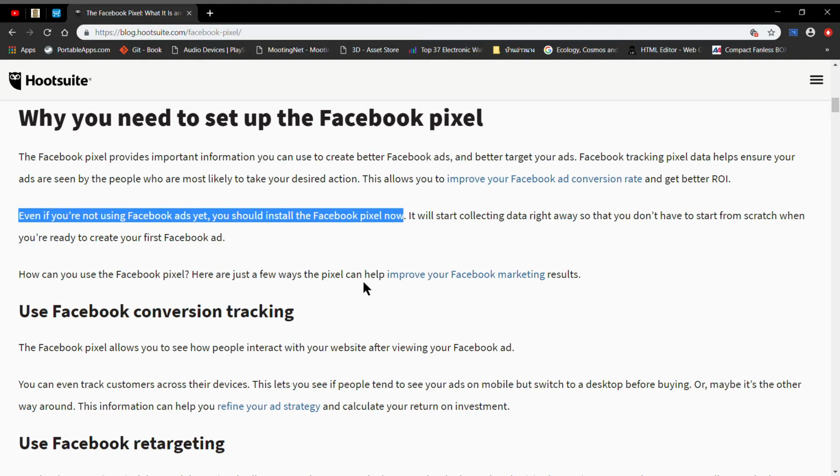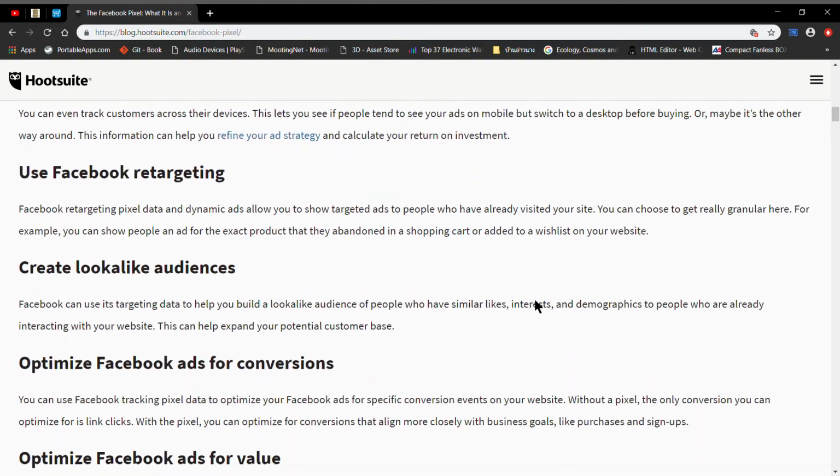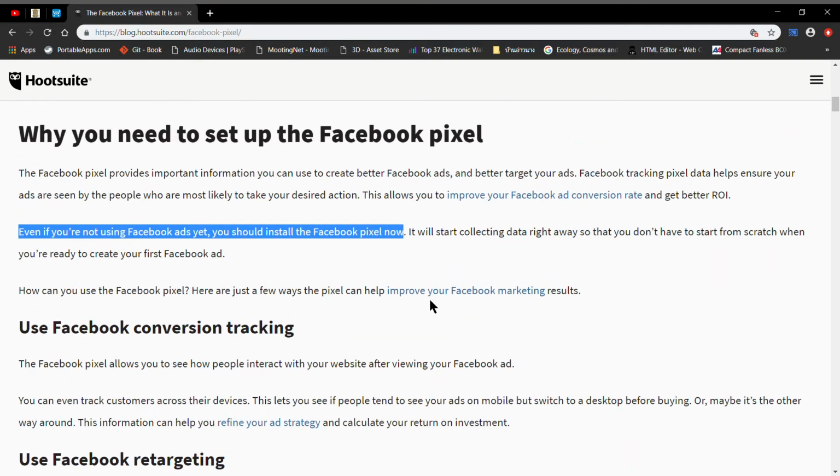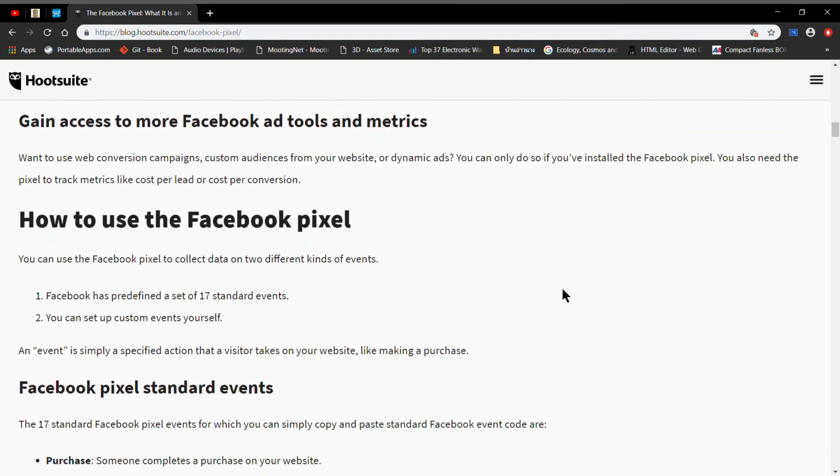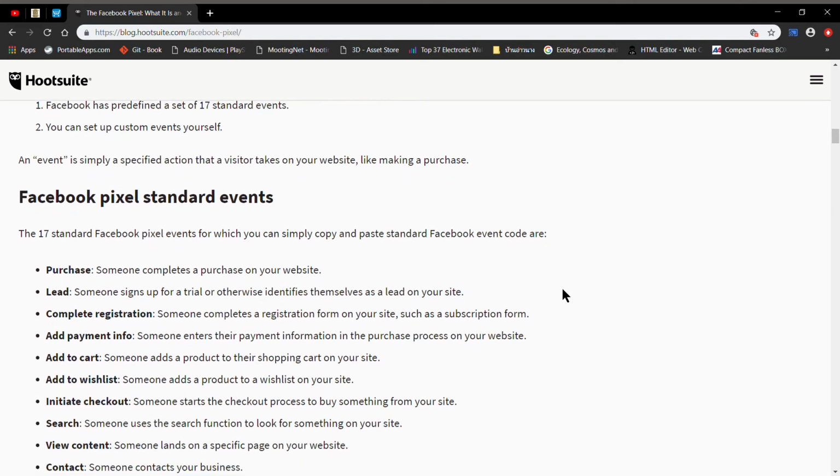So, here's just a few ways a pixel could help improve your Facebook marketing results. Yeah, spend more money. That is going to take you through a lot of rubbish that ends up with you believing it and spending more money because you believe it.